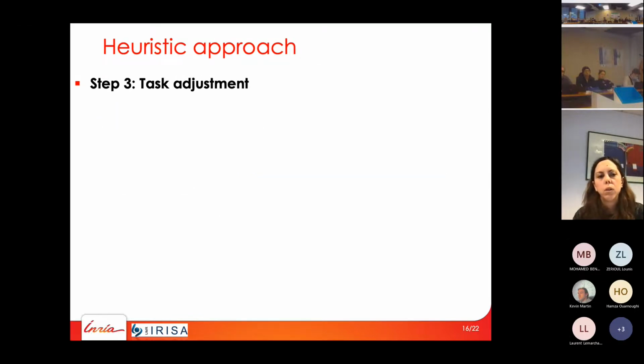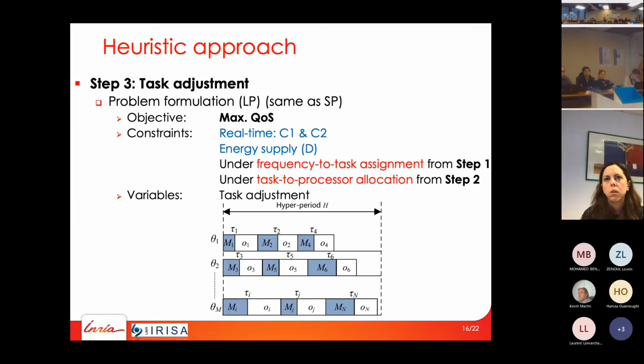And at the end, we are going to the next step, which is the last one. This is the decision of the task adjustment. Our problem is formulated as a linear program. Actually, this part is the same as the slave problem that we discussed in the beginning. So the goal is to maximize the QoS. And here we have the 2 real-time constraints regarding the relative deadline and the hyperperiod, and our energy supply constraint. Plus the 2 solutions coming from step 1 and step 2: the frequency and which core executes which mandatory task. And in this step, we are deciding the task adjustment.